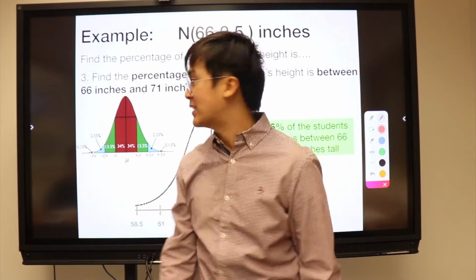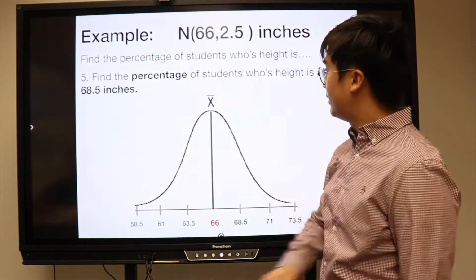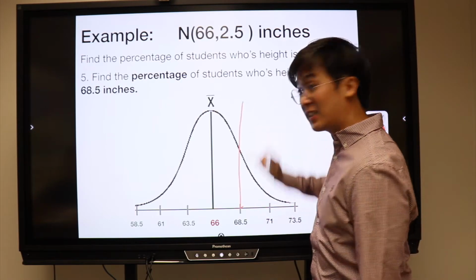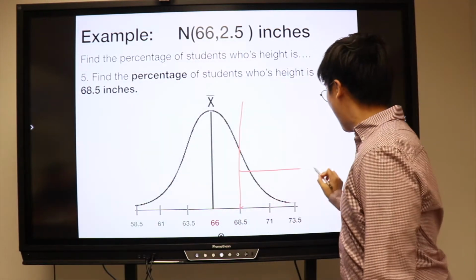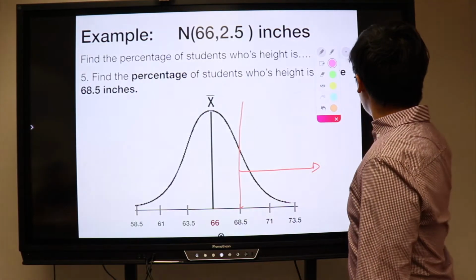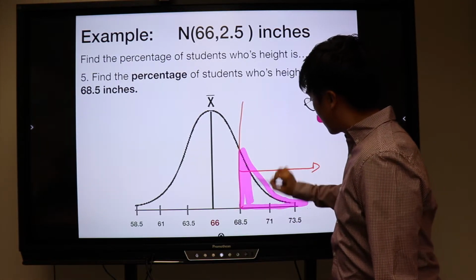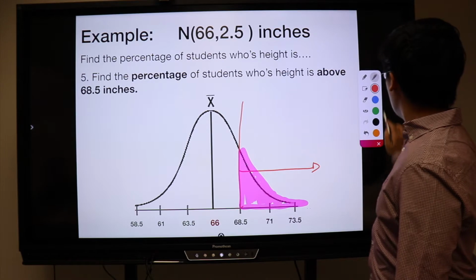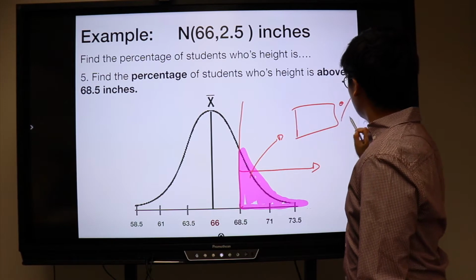Let's have more examples. Find the percentage of students whose height is above 68.5 inches. This is 68.5 inches, right? What is above? To the left or to the right of the curve? Right. So that means I'm looking for the percentage of that. Can you please compute for that? Let's see how you're going to approach your answer so you can find this much percent.